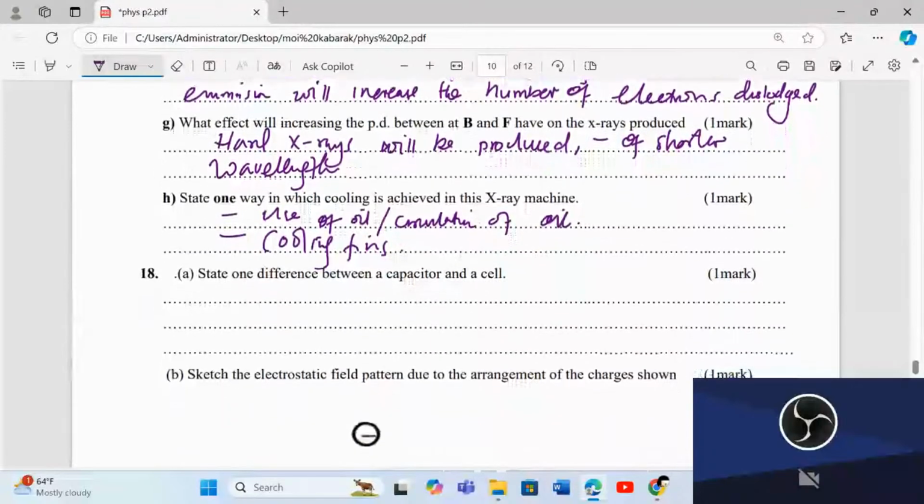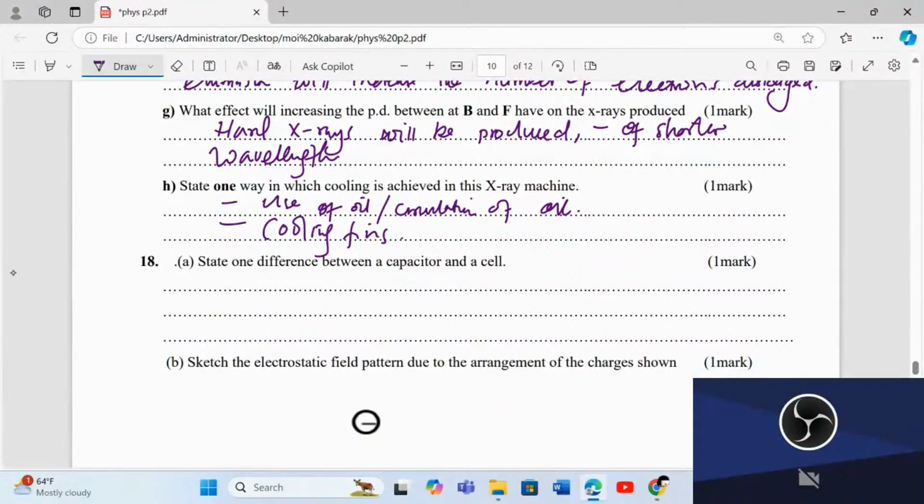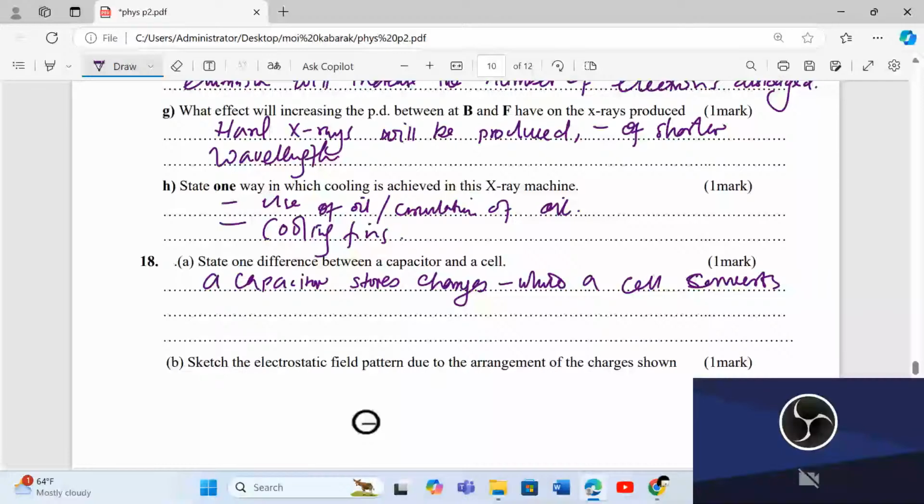State one difference between a capacitor and a cell. A capacitor stores charges, while a cell converts chemical energy to electrical energy. Like that.